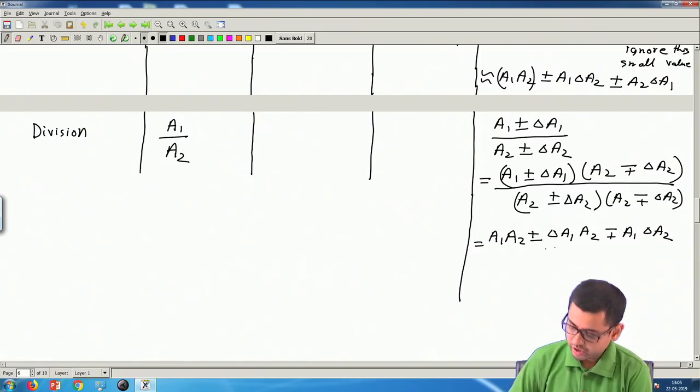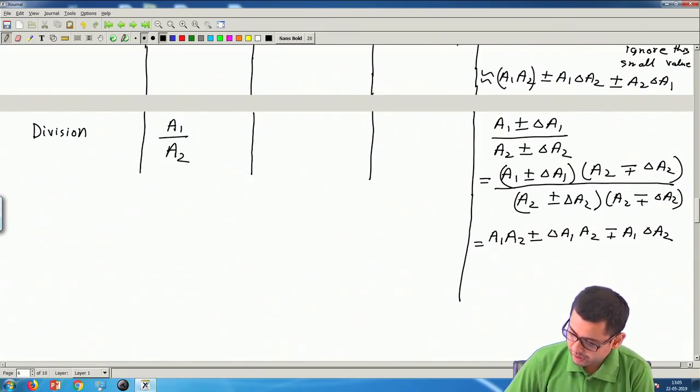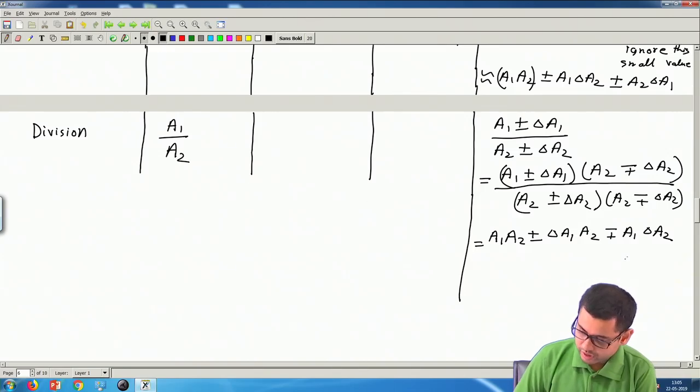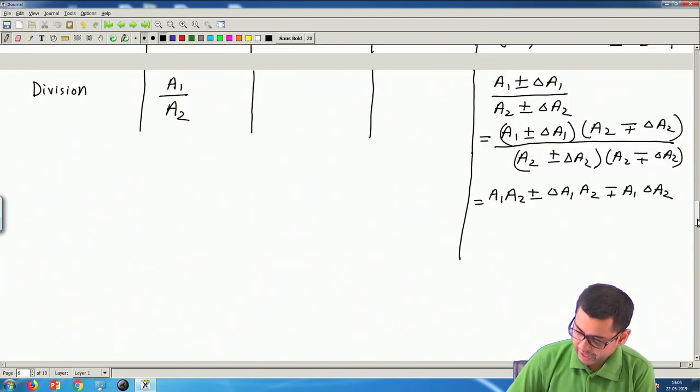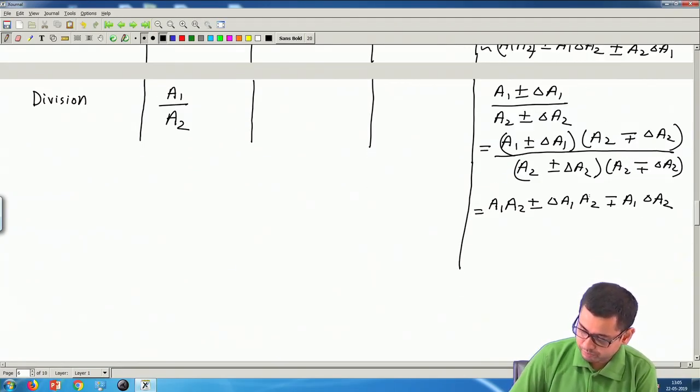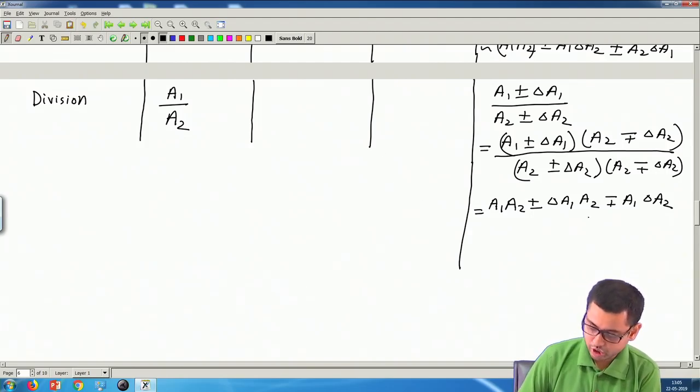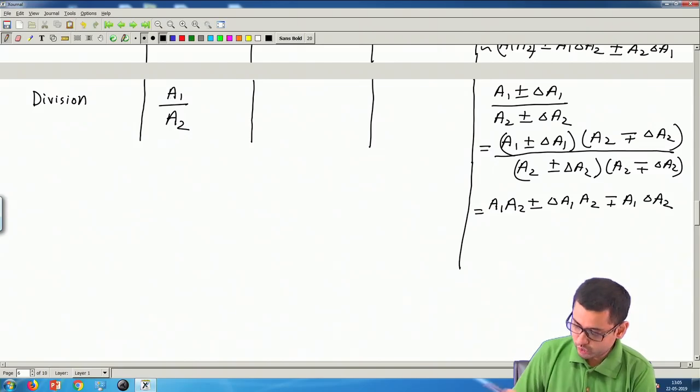Okay, so I request that you complete this yourself. You should not watch my derivation, you should complete it yourself, and once again the relative error will be the sum of these two individual relative errors. Do it yourself, or I'll also do it here.